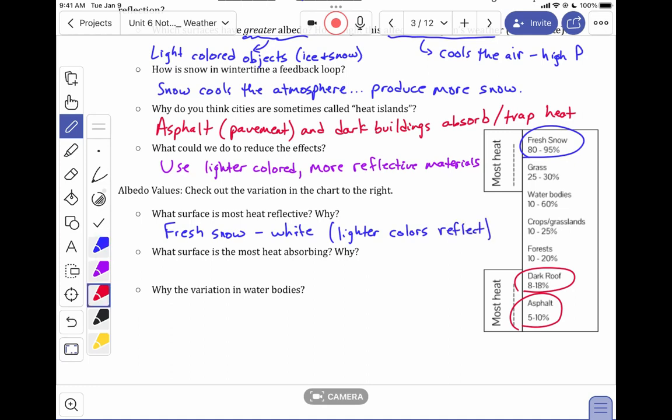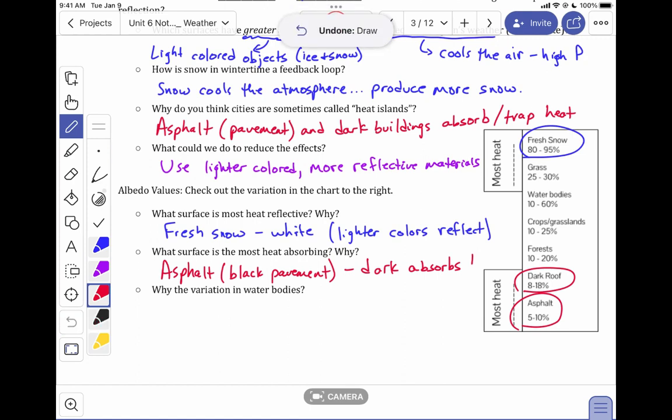Which surface is most heat absorbing? That's going to be the asphalt or the black pavement. So it'll either be like blacktop, but it also could be really dark with little tiny pebbles in it, so those make it look a little bit lighter overall. But that's because dark absorbs energy, or absorbs light. Maybe I'll say light.